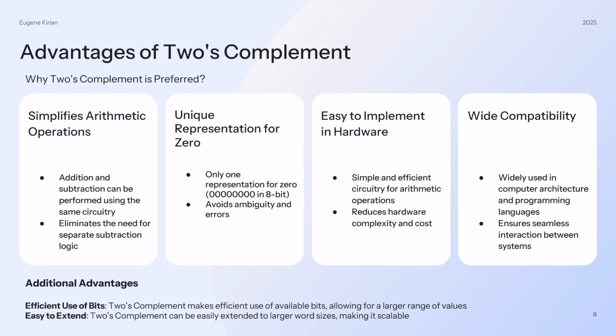2's complement is widely used in computer architecture and programming languages, ensuring seamless interaction between systems. Additionally, 2's complement makes efficient use of available bits, allowing for a larger range of values, and it's easy to extend to a larger word size, making it scalable. These advantages combined make 2's complement a fundamental and widely adopted standard in computer science.